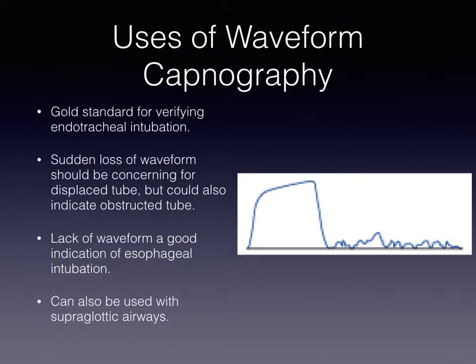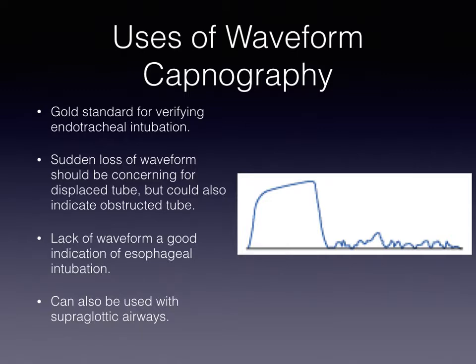Now, how can we use waveform capnography? This is kind of the gold standard for verifying endotracheal intubation, okay? Every time you intubate somebody, and even if you're using a supraglottic device, you should measure either waveform capnography or, at a bare minimum, have an end tidal CO2 colorimetric device that changes color to indicate the presence of carbon dioxide. It really is the gold standard, and if you have the ability to record this inside your EPCR, that's always good for you to prove that that airway was in the right place, okay?